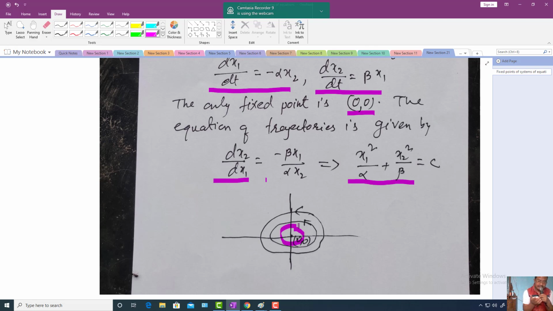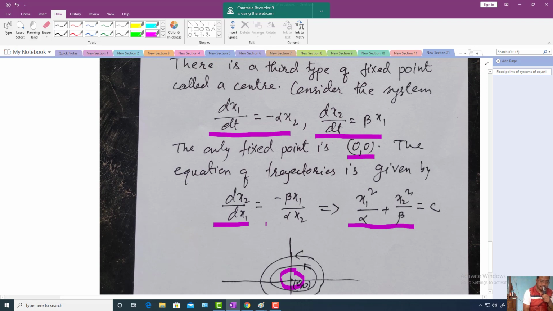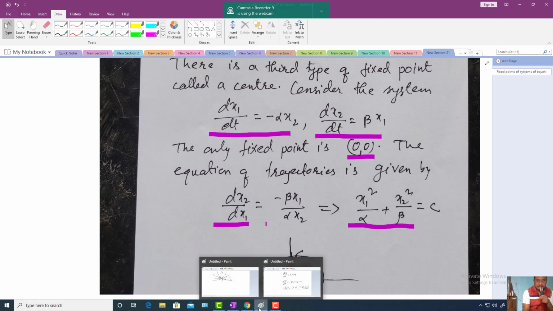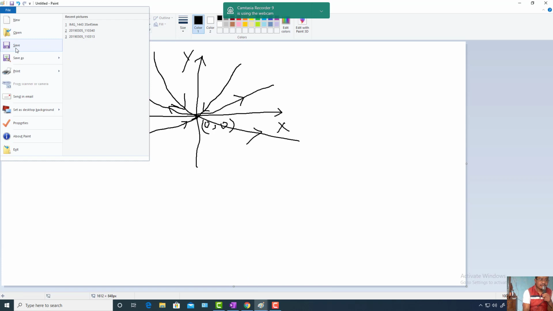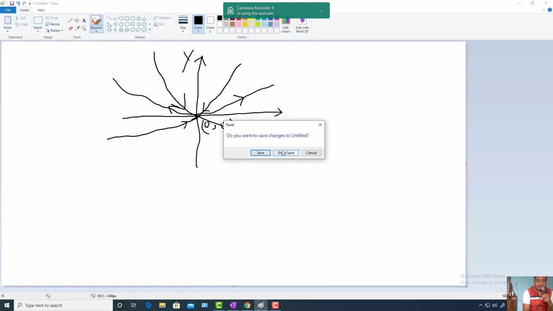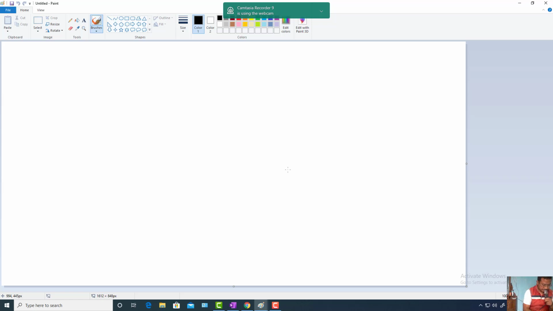A repeller is not a stable fixed point. Attractor is a stable fixed point. Likewise, center is also a stable fixed point. Let us talk more about the direction field, because that is very important. Some more examples I will give you. In this chapter there are lots of calculations.